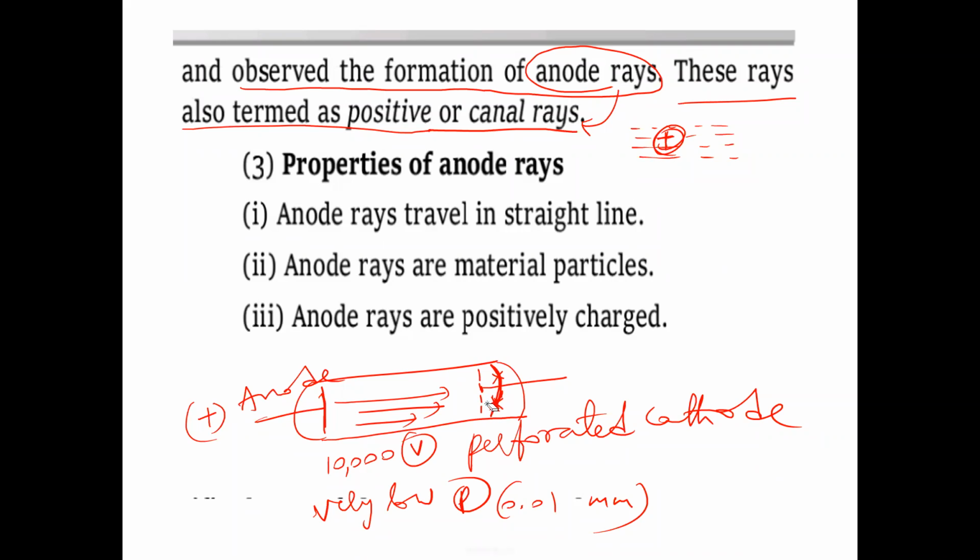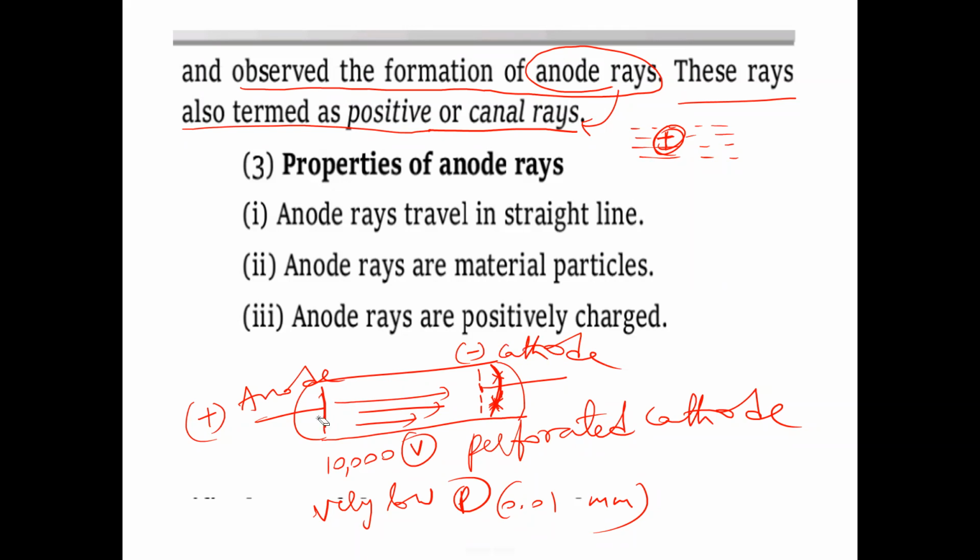Scintillations are nothing but flashes of light. When these rays pass through the holes in the cathode and fall on the photographic plate, we see scintillations. By that we can understand that anode rays are emerged from the anode. Anode rays move towards the cathode, the negative plate.